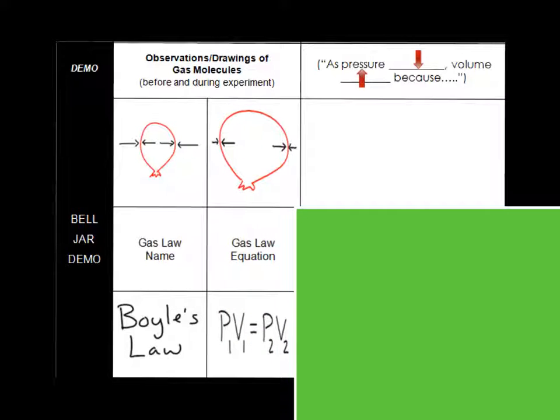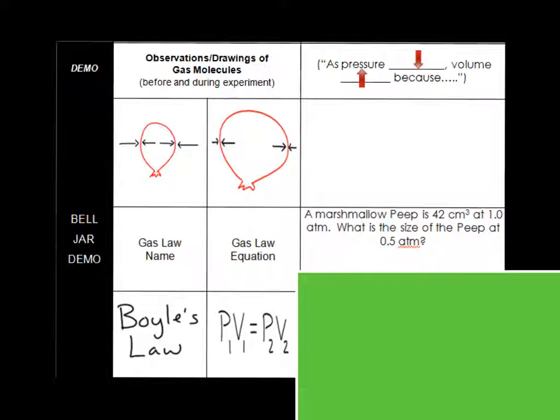The gas law then that goes with this is Boyle's law, and the gas law equation is P1 V1 equals P2 V2. The last thing that we're going to do here is you have a problem. It says a marshmallow peep is at 42 centimeters cubed at 1 atmosphere. And what is the size of the peep at 0.5 atmospheres? So I'd like you to pause it just for a minute here, and everybody in class can have a chance to work on this.